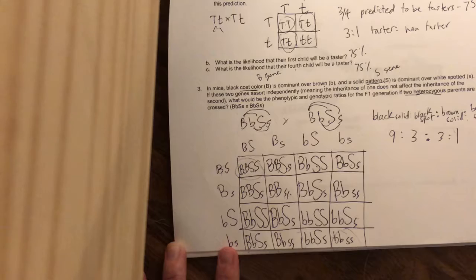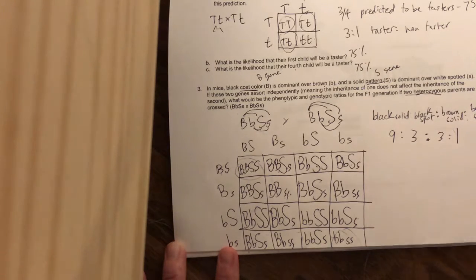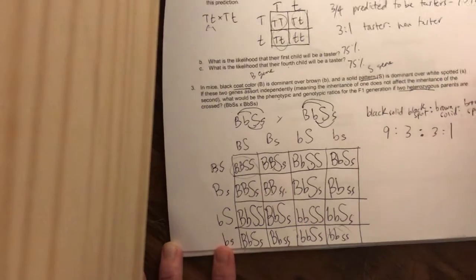Then if the question asks you about percent, you do the same thing as we did up here. Just think about what is the percent out of 16. Okay. And that's the dihybrid cross.